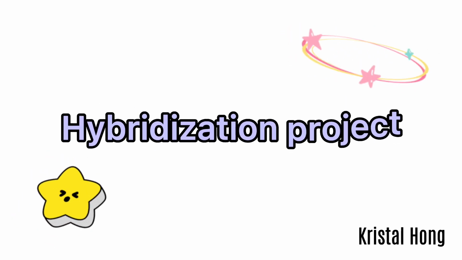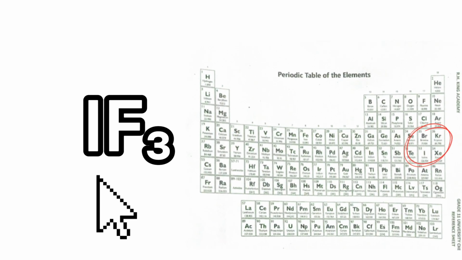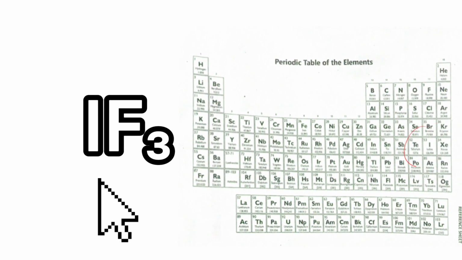Hello, so this video is for the hybridization project, and the molecule that I chose was iodine trifluoride. Before we begin with the Lewis dot diagram, we first have to figure out if this molecule is octet or non-octet. Looking at the central atom, we know that iodine is a halogen, and this is an indication that this is going to be a non-octet molecule.